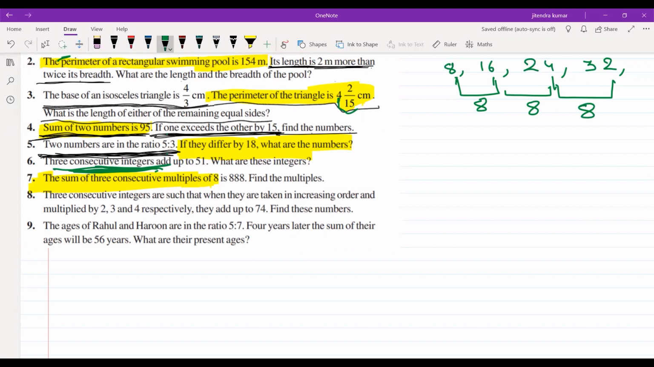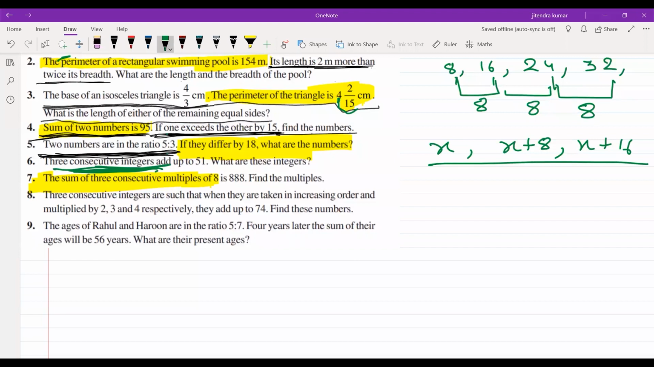In question number 6, we added 1 as they were consecutive integers. But here these are consecutive multiples of 8, so the difference between the two numbers should be equal to 8. If we consider one number as x, then another number will be x plus 8, and then again plus 8, which gives us x plus 16. These will be our 3 numbers here.